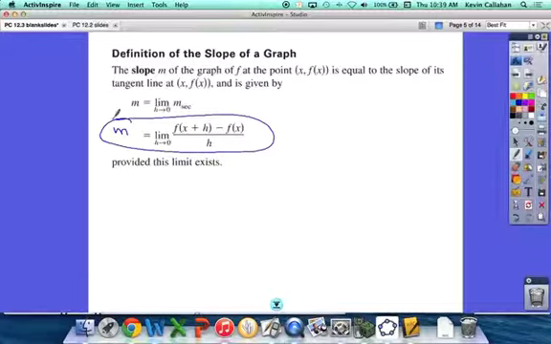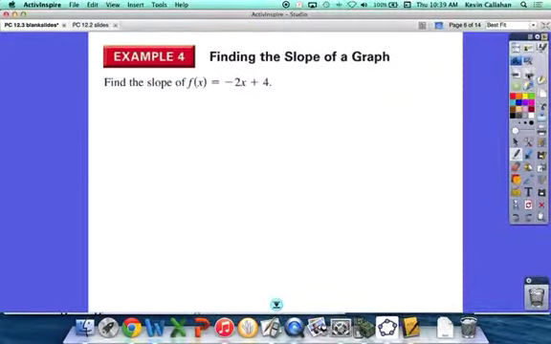Right, so we can use this for any kind of function. You know, could be linear, could be nonlinear. But do we need to have this kind of a definition of the slope to find the slope of a linear function? No, we don't. We know the slope of a linear function. It's a constant that we can tell just by looking at the equation.